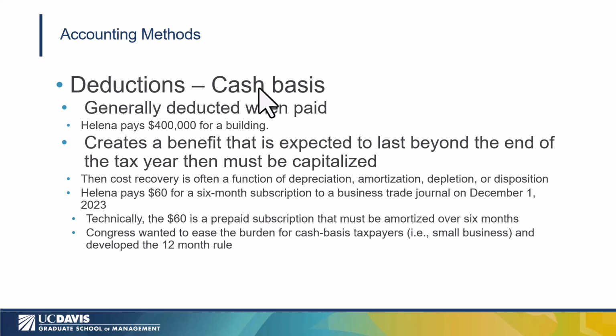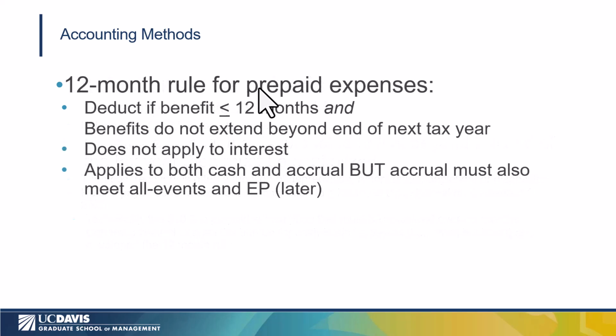But Congress wanted to ease the burden for cash basis taxpayers. And so they developed something called the 12-month rule. So the 12-month rule for prepaid expenses says you may deduct if the benefit period is less than or equal to 12 months and that benefit period does not extend beyond the end of the next tax year. Now, the 12-month rule doesn't apply to interest, and it applies to both cash and accrual. But what we're going to find later on is that accrual must also meet, of course, the all events and economic performance. And we'll talk about that later.